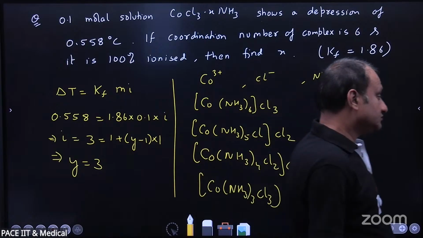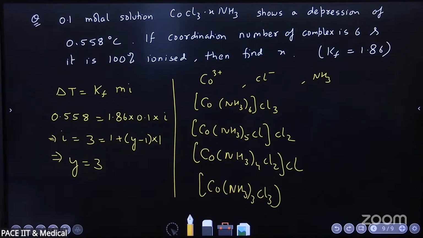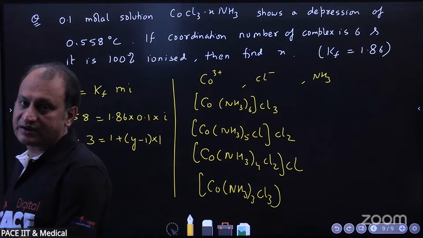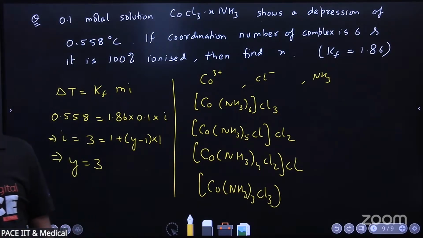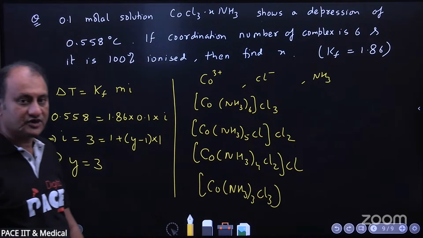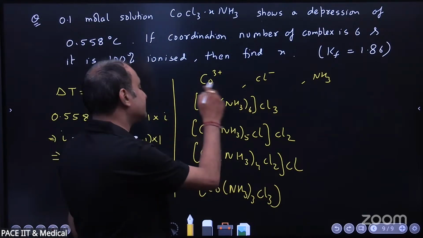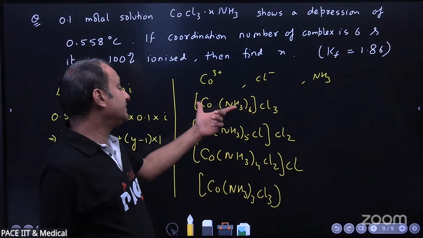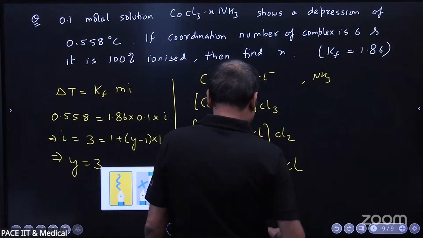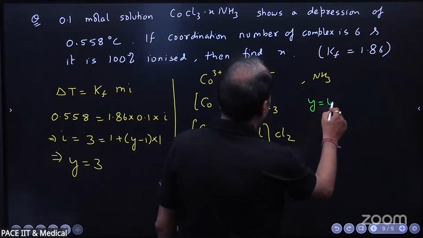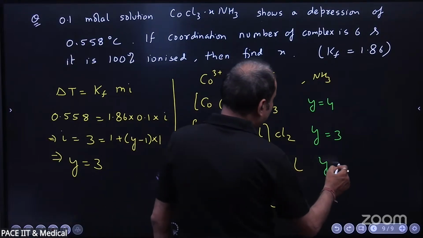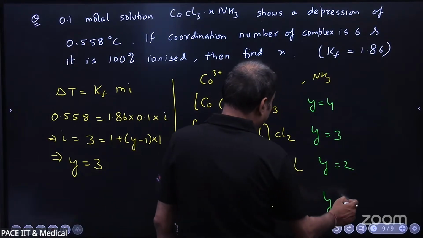Now we should know that in such complex compounds, whenever we dissolve them in water, only the ionic bonds of the complex break in water. Coordinate bonds of the complex do not break in water. Correct? So if this is the situation, these 3 chlorine ions will break. So we will get 3 chloride ions and 1 this remaining whole cation. So in this case, Y would be 4. Similarly, here Y would be 3. Here Y would be 2. And here Y would be 1.